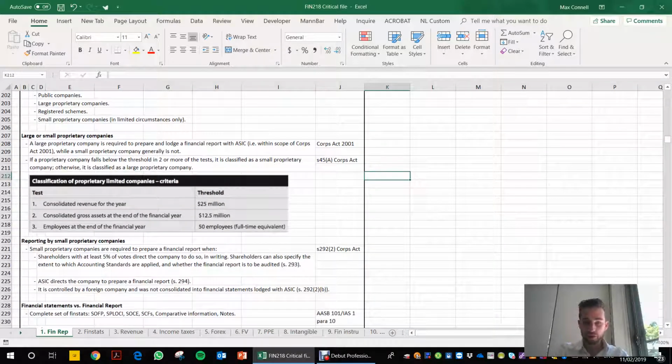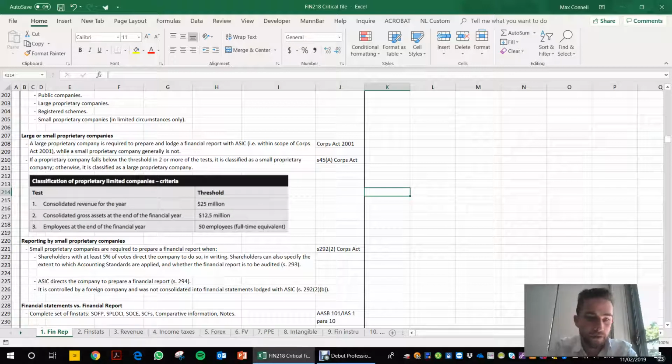Revenue, 25 million. Consolidated gross assets at the end of the year, 12.5 million. And employees at the end of the year, 50. So just try and remember these. Let me give you an example. Let's talk about a company that's got 24 million revenue. It's got 12 million gross assets at the end of the financial year.